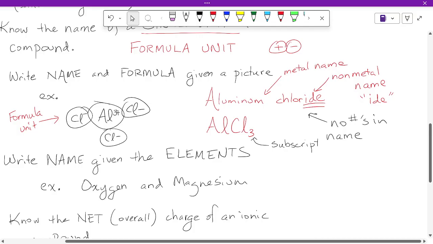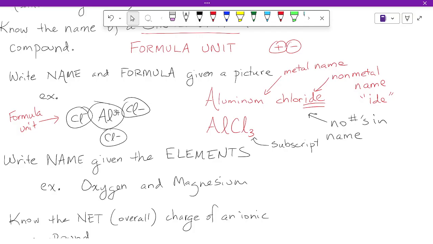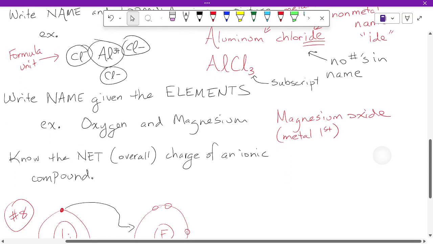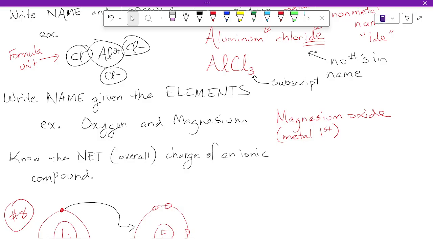Write the name of the compound given the elements. What if I have oxygen and magnesium? What is the name of that compound? Is it oxygen magnesite? No. What is it? Magnesium oxide. The metal always goes first. Magnesium oxide. Metal first. And remember, no numbers in the name.